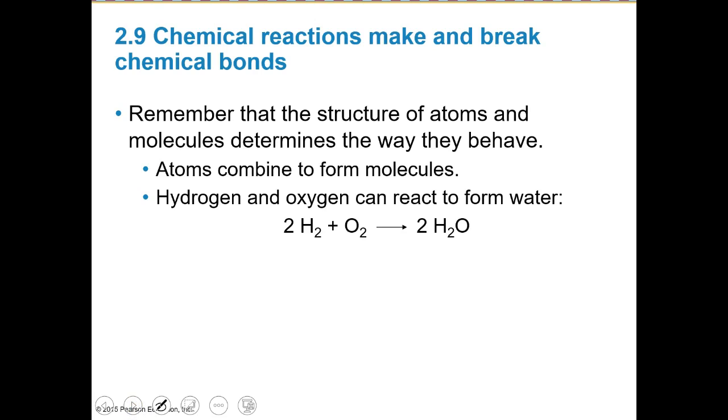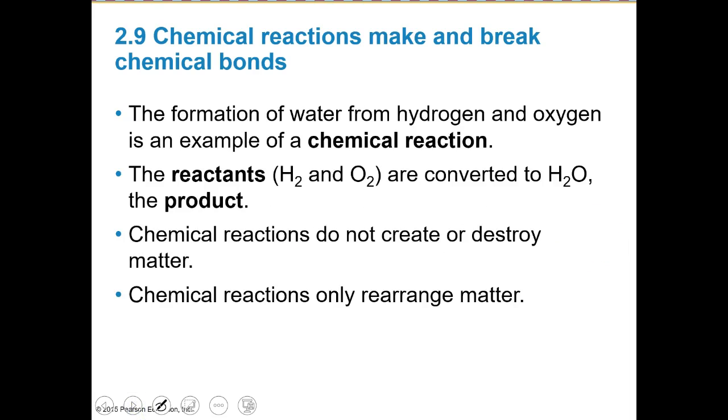Just remember that the structure of atoms and molecules determines the way they behave. Atoms combine to form molecules. Hydrogen and oxygen react to form water. So these are reactants because they're reacting together, and these are the products because they're what's produced. Okay, there you go. Chemical reaction, the reactants are H2 and O2. They're converted into water, the words again. Water, that's the product. So chemical reactions don't create or destroy matter, they only rearrange it.